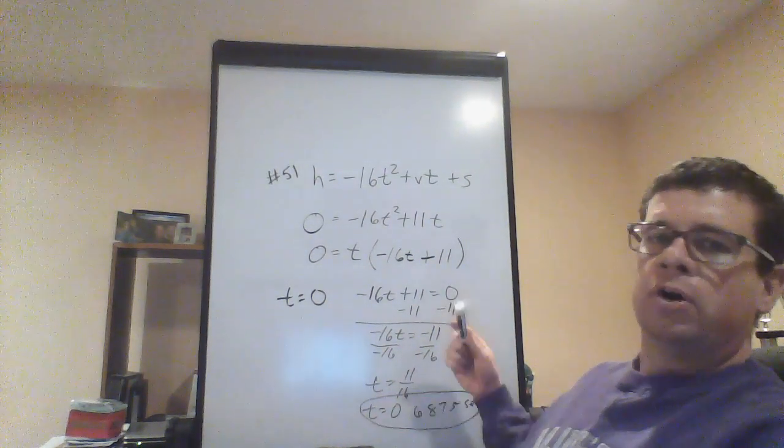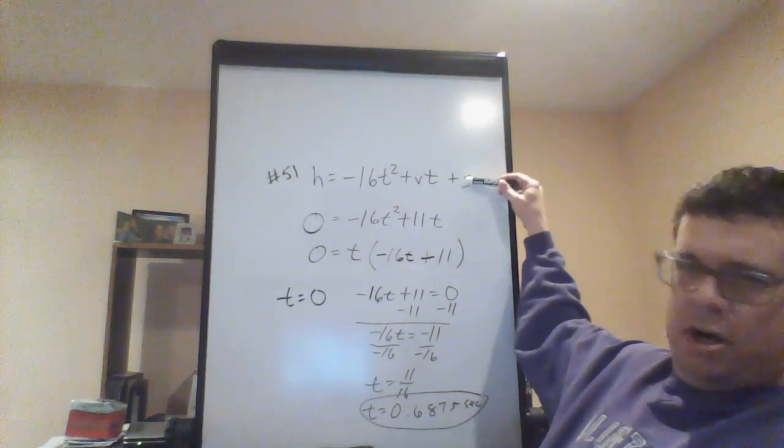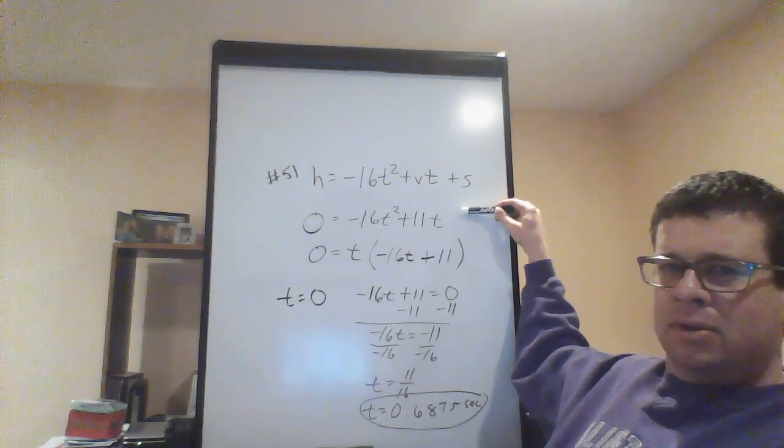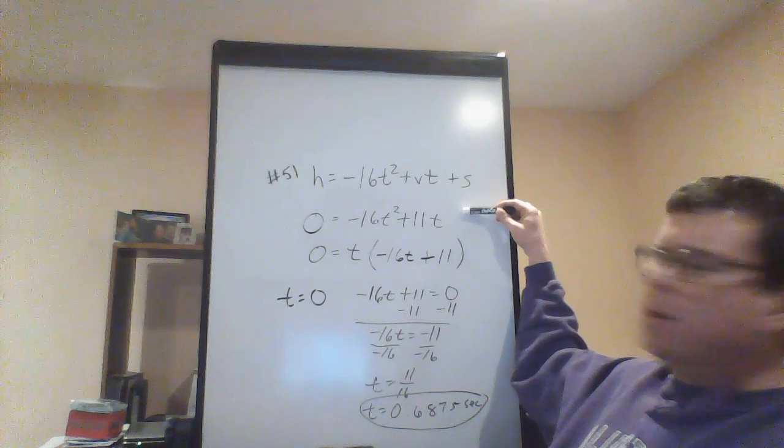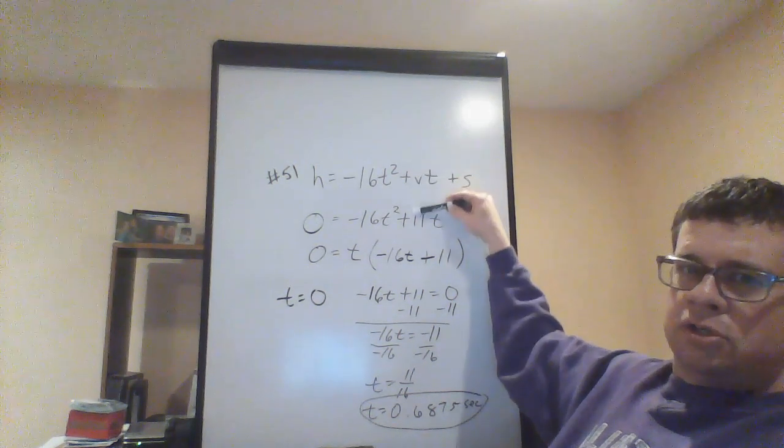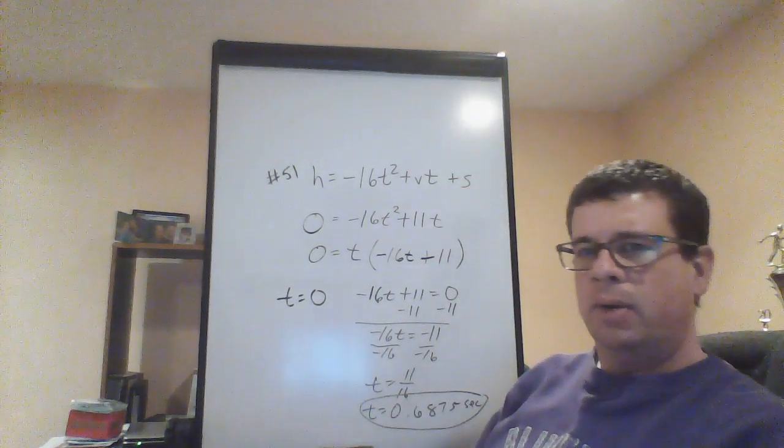So again, vertical motion model. Where does it start from? Well, it starts from the ground, so it's really starting at ground 0. And really the only thing I need is the initial velocity. How quick is that cat going?